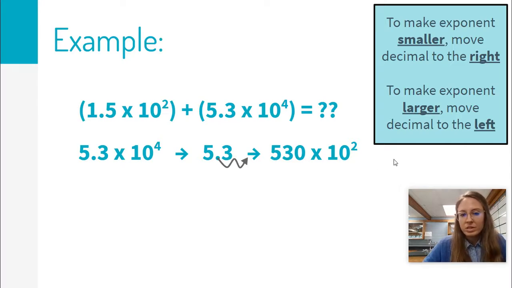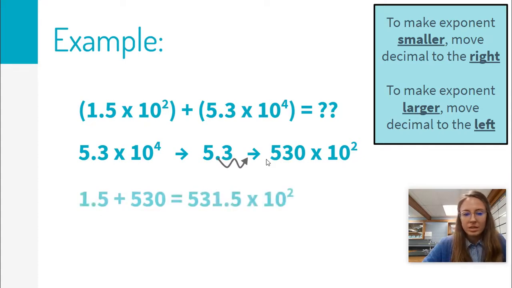The next step was then to add the coefficients. So I'm going to add 530 and 1.5 to get my new coefficient of 531.5. You're then going to combine that with the new common exponent. So we have the common exponent of times 10 to the 2nd. So this is our answer right now.